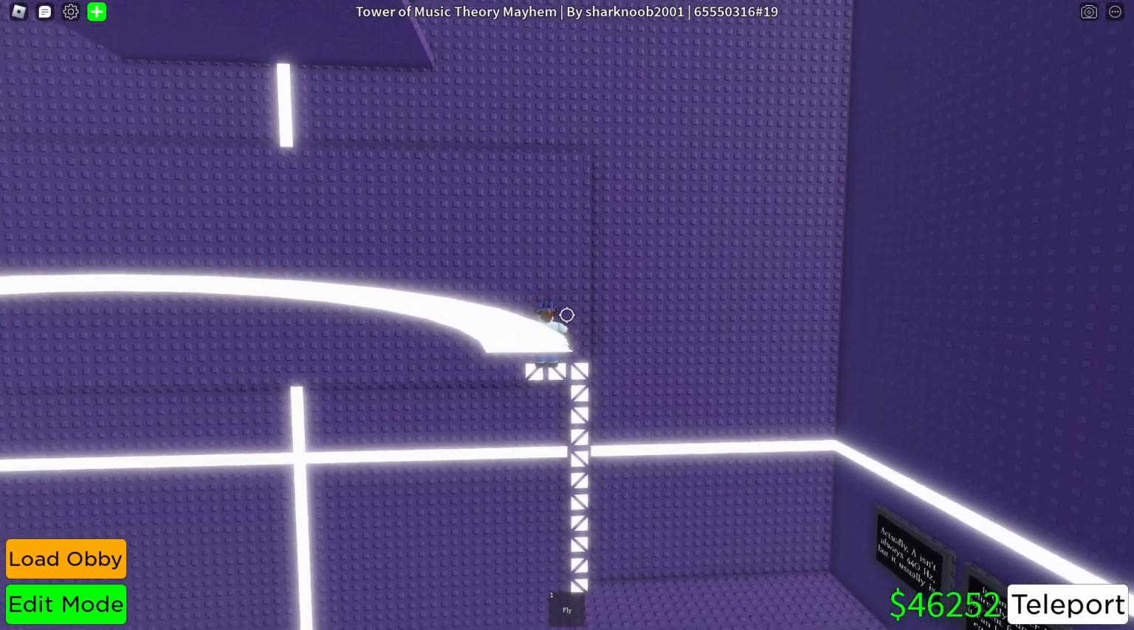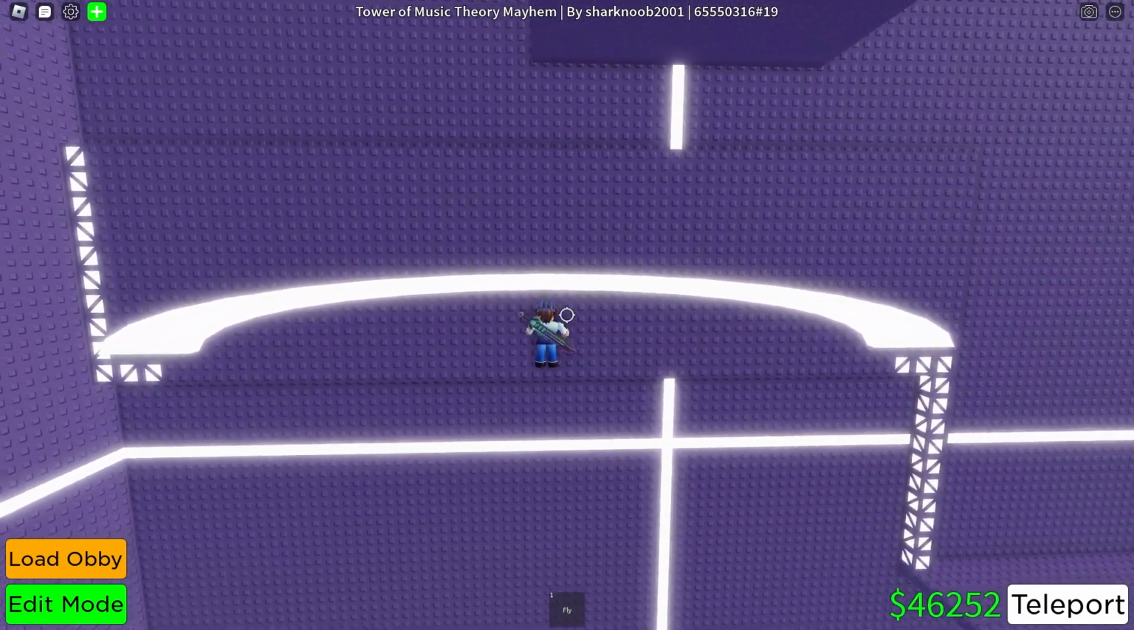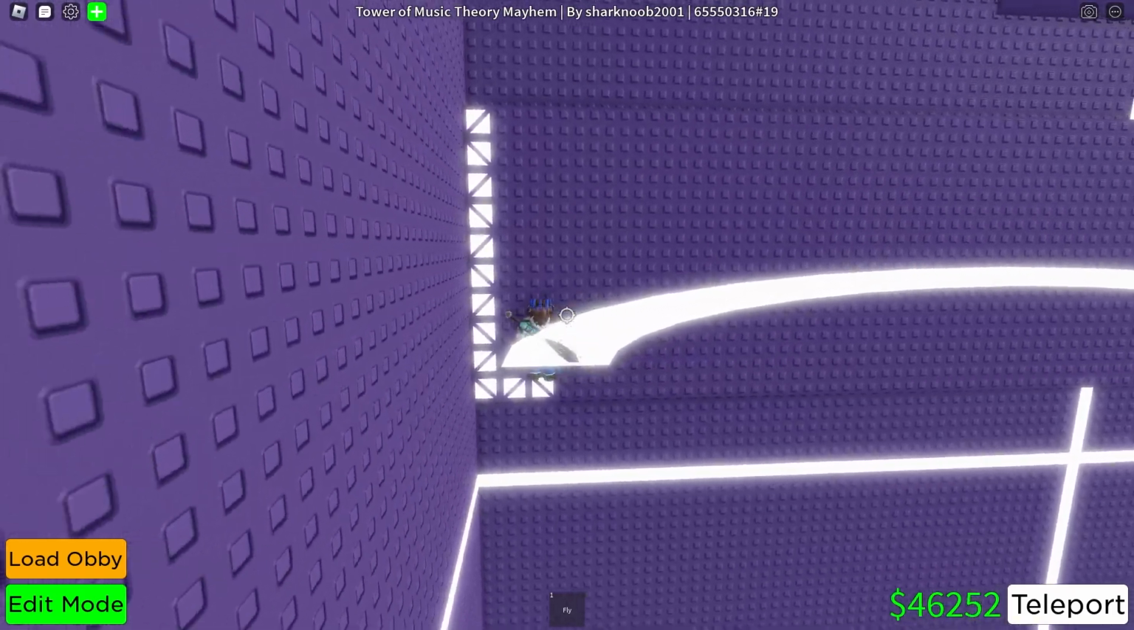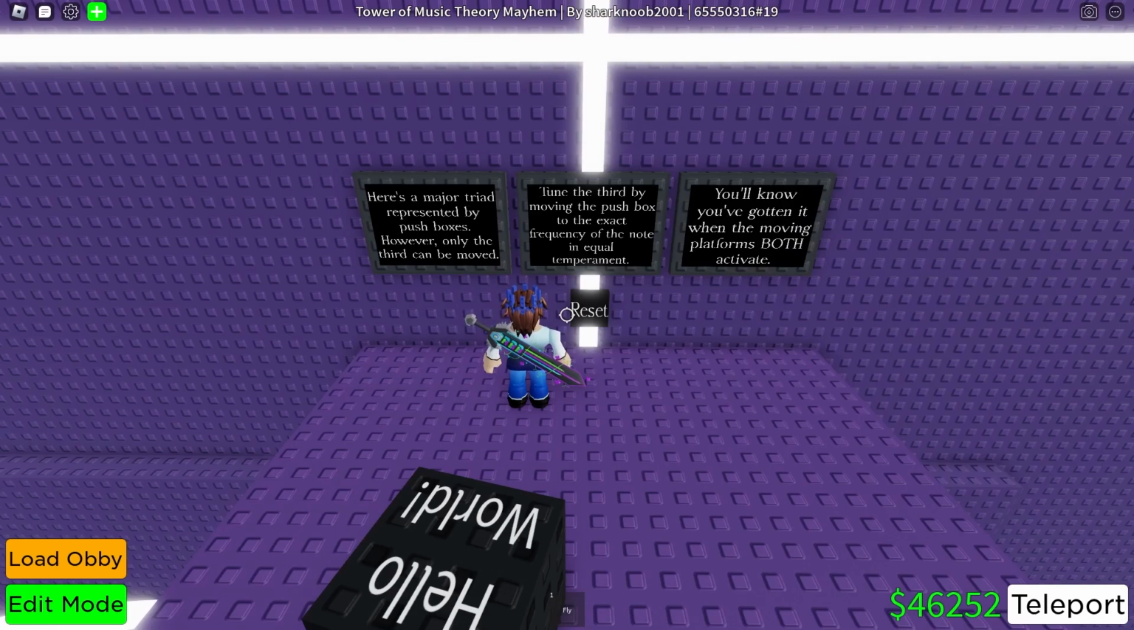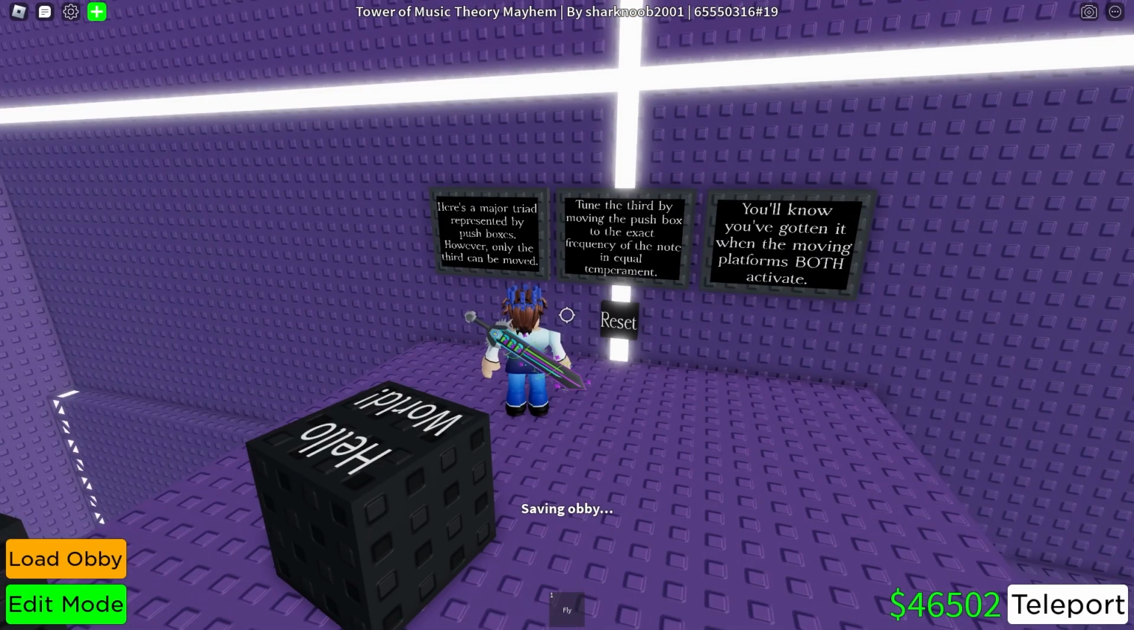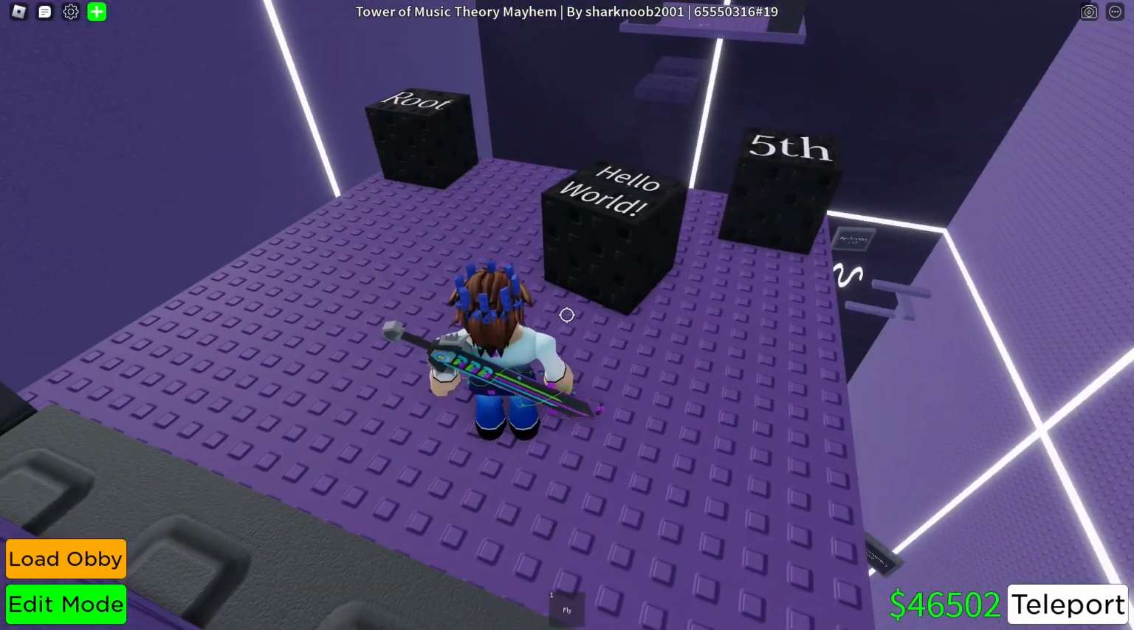Then you have a thingy. You do this because it's marked with a legato line, so they're connected. Here's a major triad represented by push boxes. However, only the third can be moved. Tune the third by moving the push box to the exact frequency of the note in equal temperament. You'll know you've gotten it when the moving platforms both activate.